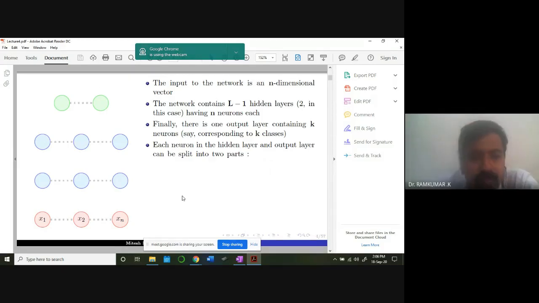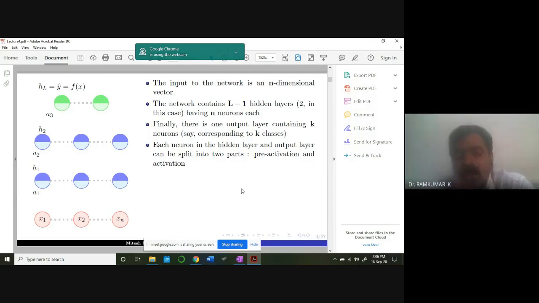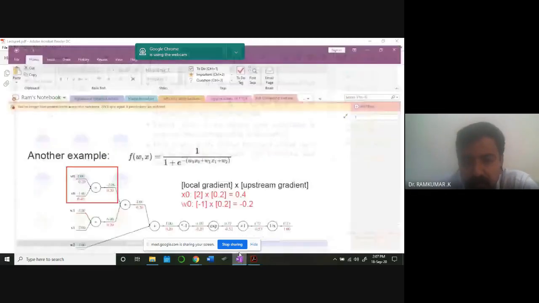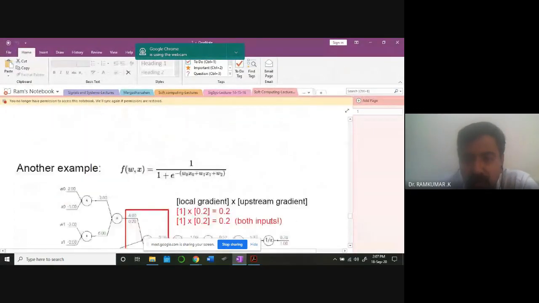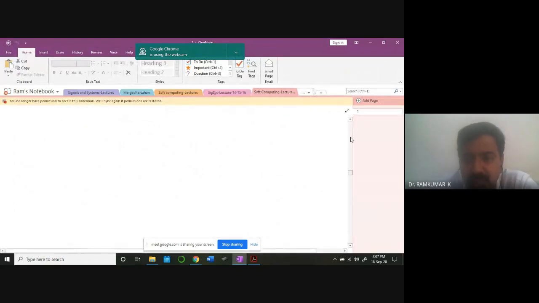What are the two parts? They are the pre-activation and the final activation. What is this A1, A2, A3? Pre-activation. And this H1, H2, HL, they are the activation. Can you guess what they are? Anybody from the class? What is pre-activation and activation? Can you recall what we learned about pre-activation and activation?